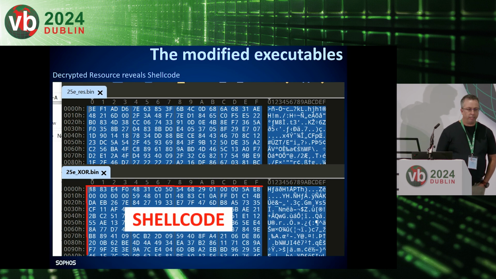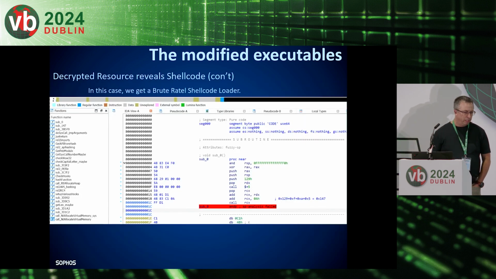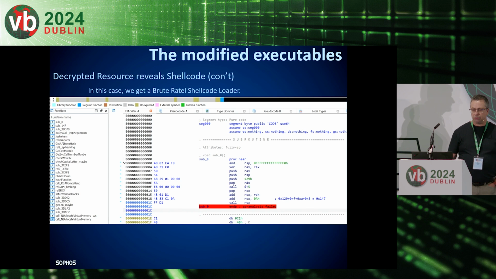This is the before and after of the same PE resource. We see that on the bottom we get some shellcode. It's hard to see in binary, but let's look at it in IDA. We get the Brute Ratel shellcode loader. The Brute Ratel shellcode loader starts with a series of relative calls to eventually get to the RC4 decryption routine, which will decrypt the final payload to be injected into the running process.